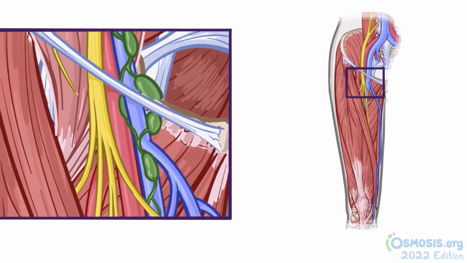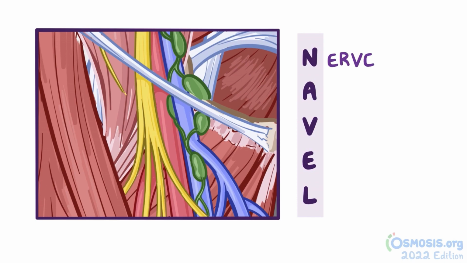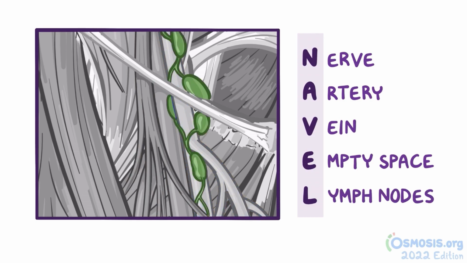There's also a lot of stuff in the femoral triangle, which you can remember by using the NAVEL mnemonic. From lateral to medial, NAVEL stands for femoral nerve and its terminal branches, the femoral artery and several of its branches, femoral vein and its proximal tributaries, the empty space where the femoral canal is, and the deep inguinal lymph nodes and associated lymphatic vessels.